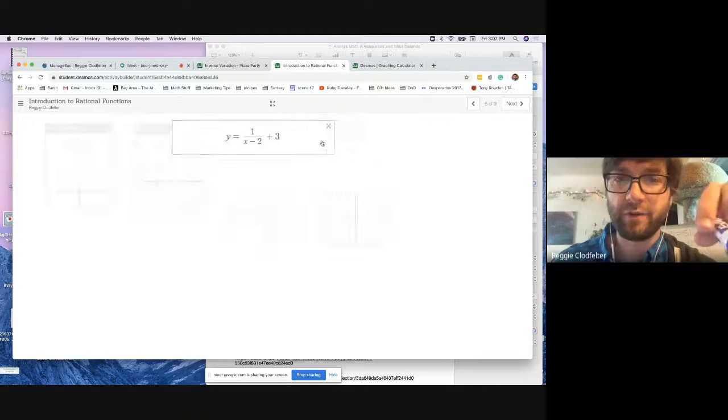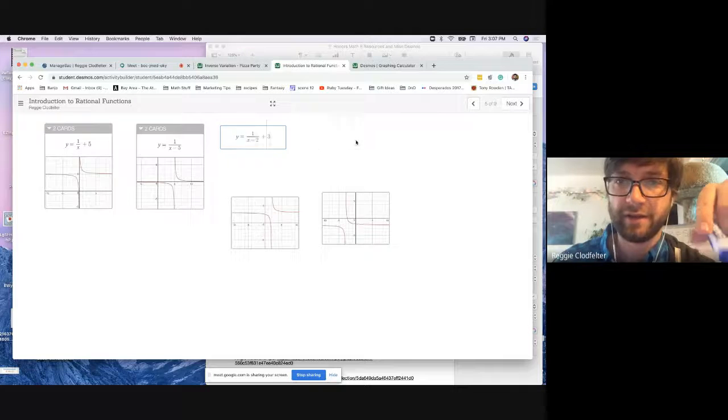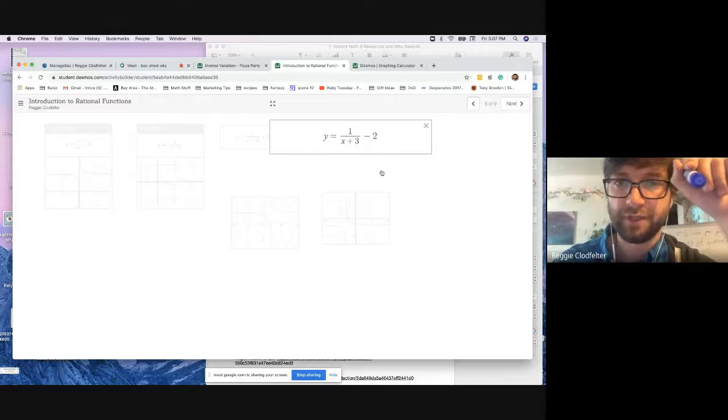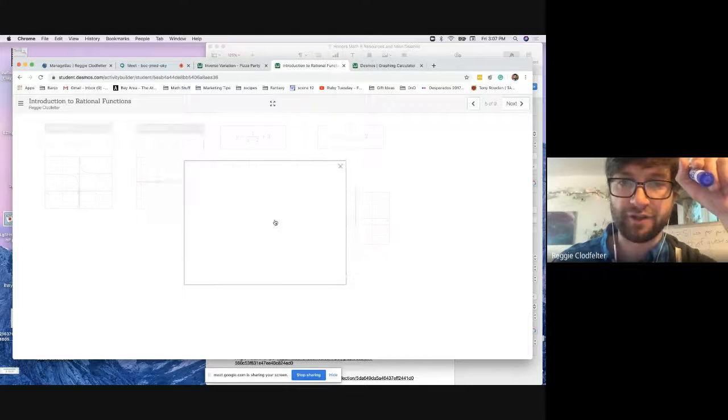So we have these two equations. Y equals 1 over x minus 2 plus 3, and y equals 1 over x plus 3 minus 2. And we're trying to match them to these graphs.